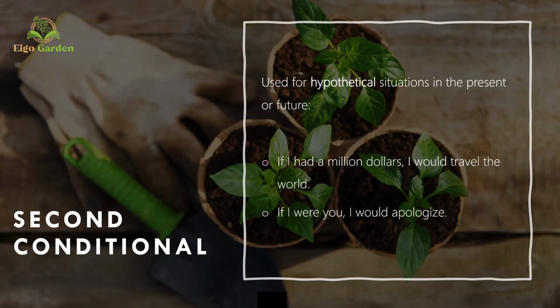Moving on to the second conditional, we use this for hypothetical situations. That is, imaginary situations that are not likely to happen. For example, if I had $1 million, I would travel the world. It's a dream scenario, exploring what could happen in an imaginary situation.